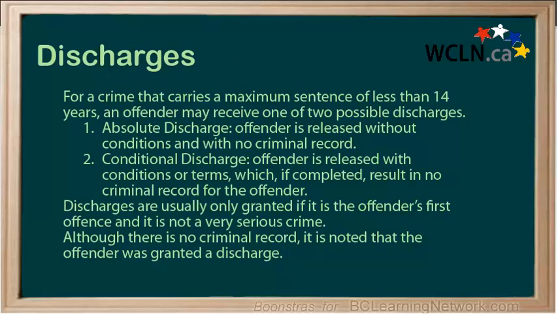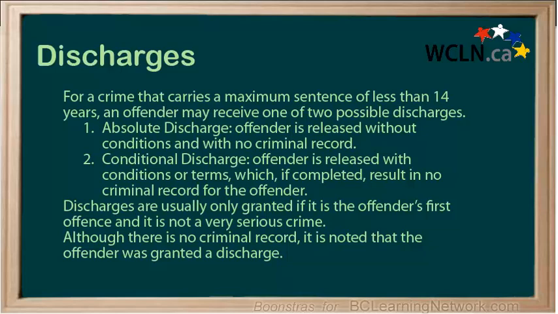For a crime that carries a maximum sentence of less than 14 years, an offender may receive one of two possible discharges. An absolute discharge: the offender is released without condition and with no criminal record. Conditional discharge: offender is released with conditions or terms which, if completed, results in no criminal record for the offender. Discharges are usually only granted if it is the offender's first offence and it is not a very serious crime. Although there is no criminal record, it is noted that the offender was granted a discharge.